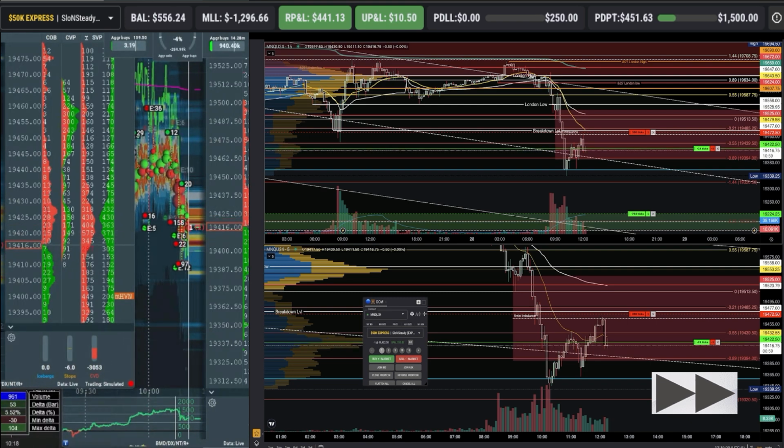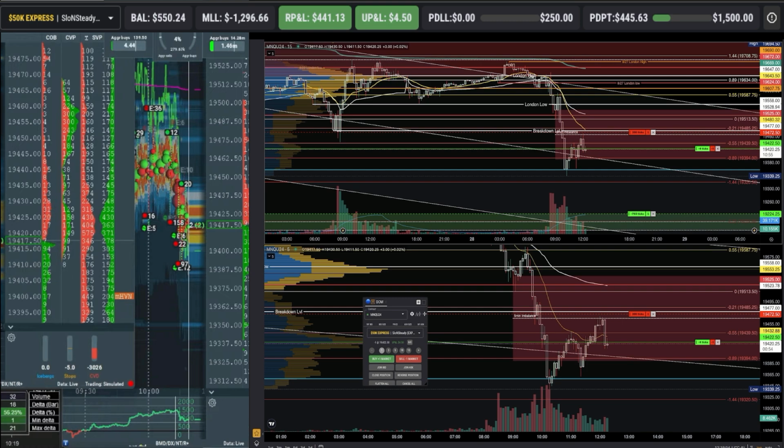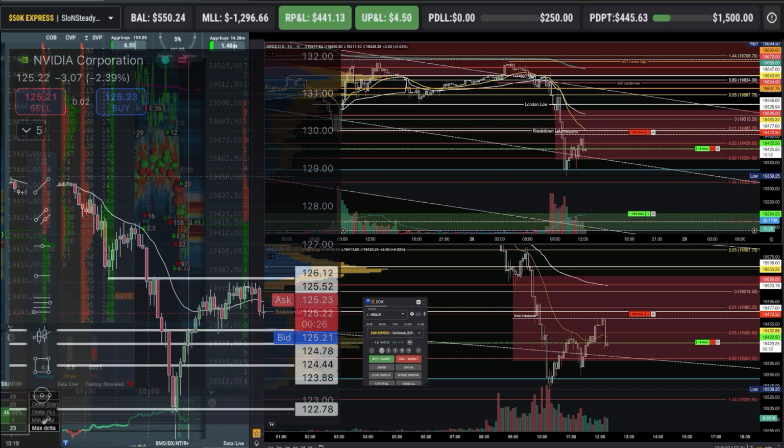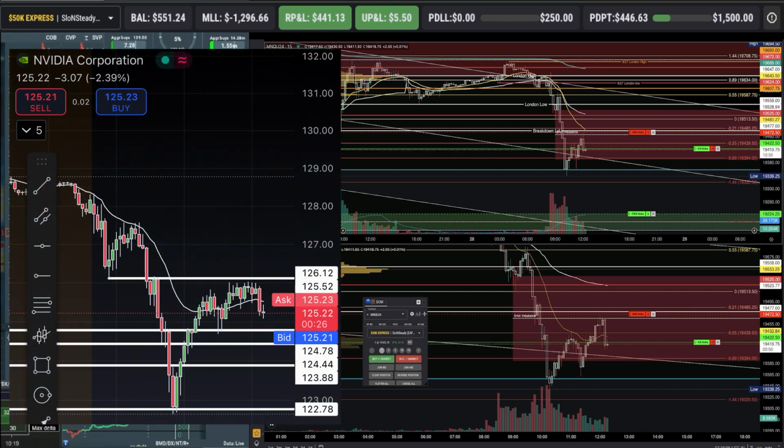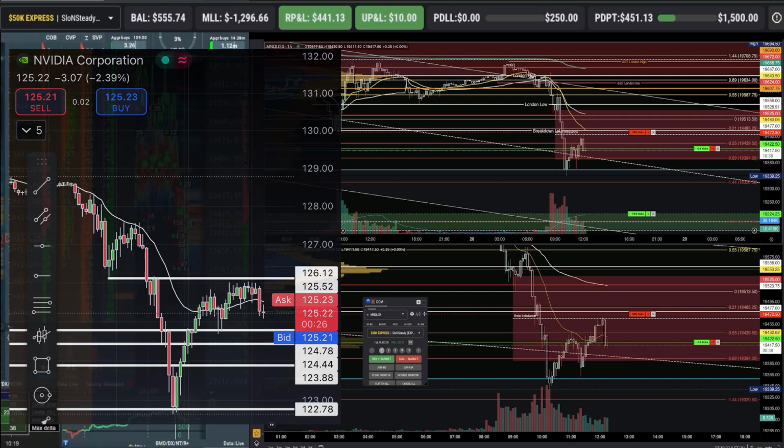I've actually got my phone up in front of me watching NVIDIA on TradingView. Got a few levels here, and it's kind of ranging between 126 and 125. So that's kind of why NQ is doing the same things here. NVIDIA's chart and NQ's chart look pretty identical today.